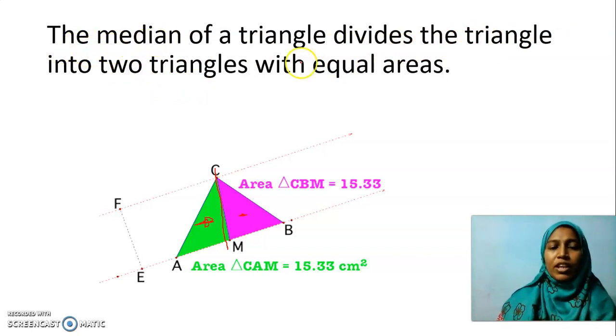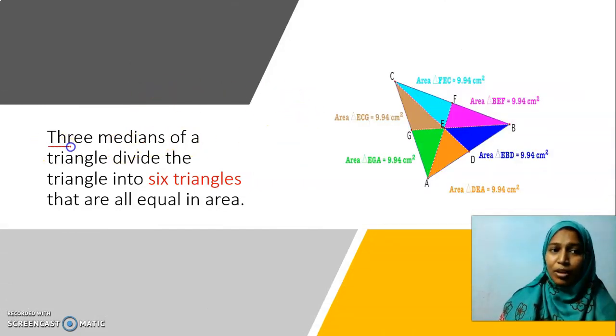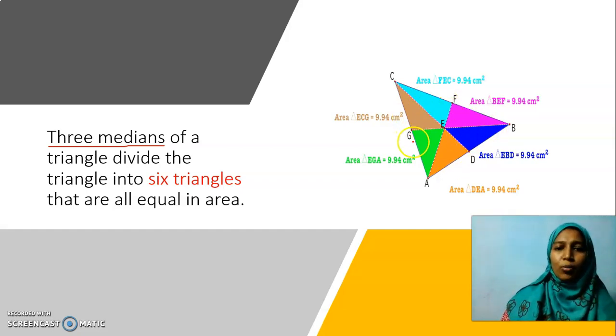So one median will divide the triangle into 2 triangles. Then the second median will divide the triangle into another 2 triangles, so 4 triangles. So totally how many triangles will I have? Very good. The 3 medians will divide the triangle into 6 equal triangles. See, their shapes are different. Their angles are different. But their area measurement will be equal. Surely it will be equal. That's a special property of the median.